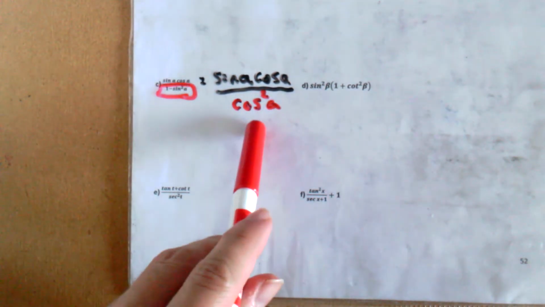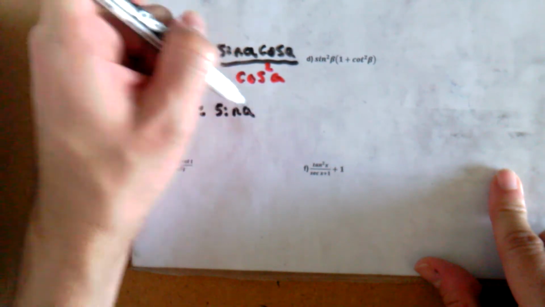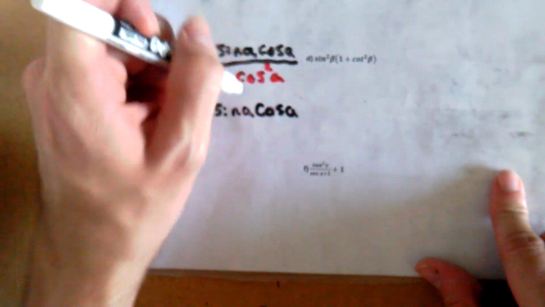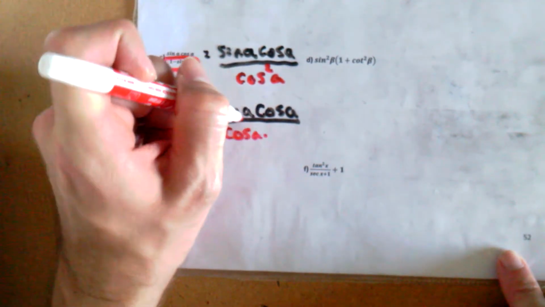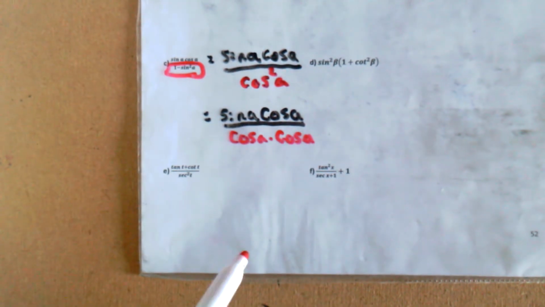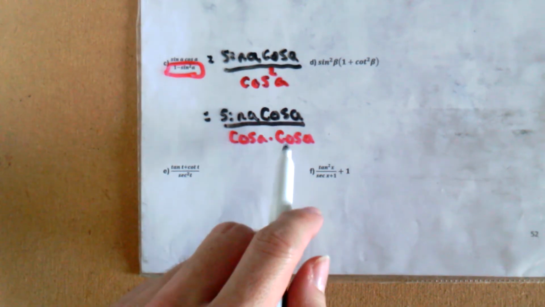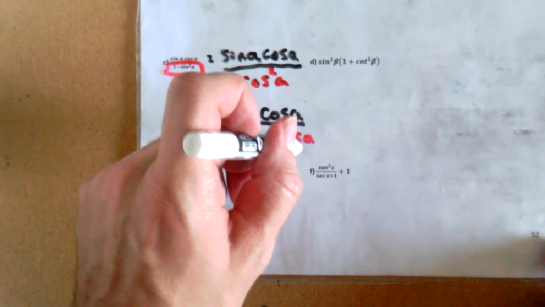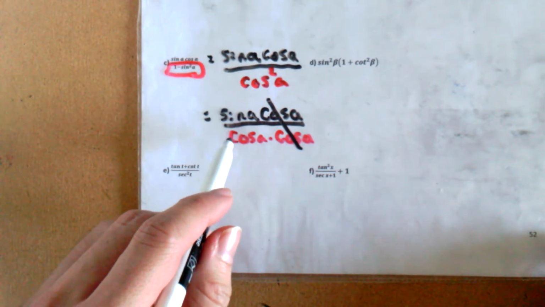Remember that cosine squared is just the same thing as cosine times cosine. So we can rewrite our problem again as sine times cosine divided by cosine times cosine, since cosine squared is cosine times cosine. Does anything cancel out? We have cosine on the top, cosine on the bottom. Cosine divided by cosine is just 1, since any number divided by itself is 1. And then we're left with sine divided by cosine.